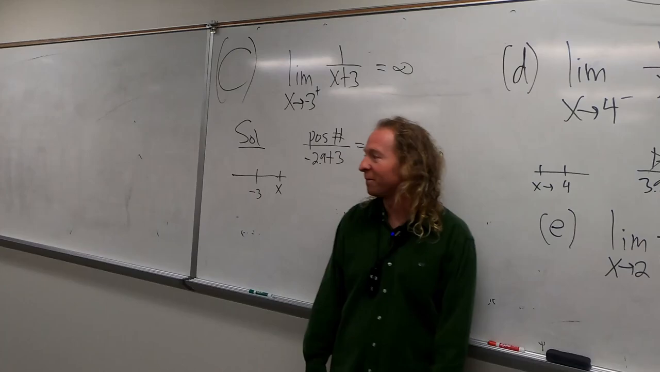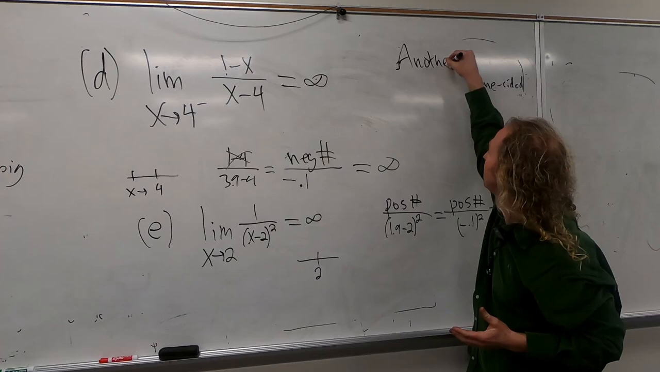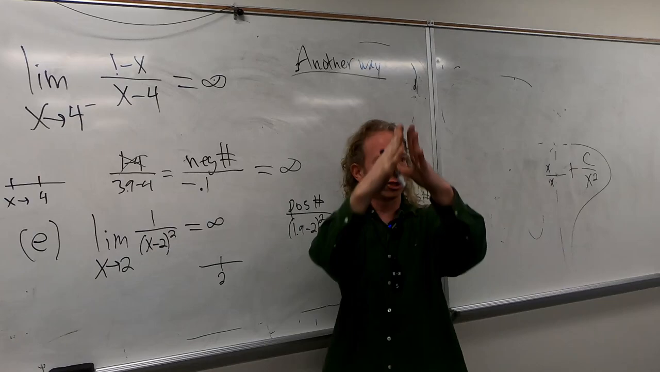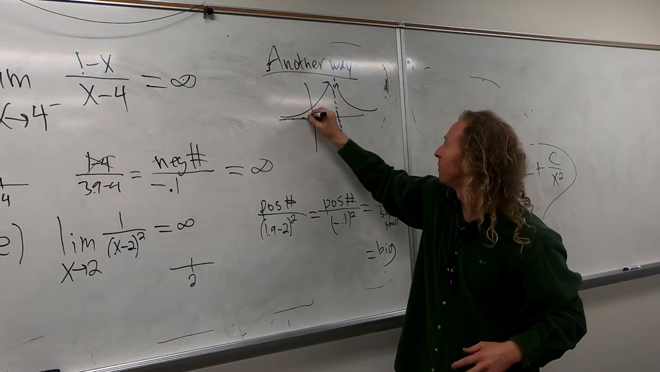You can graph it in your calculator. If you have a calculator, you know how to use it. You can put this in there. If you graph this in the calculator, watch this. Another way. Check it out. I've never talked about this ever. This is the volcano function. That's how I memorize it. And it's shifted to the right by 2. So it looks like this. So it just goes to infinity, right?